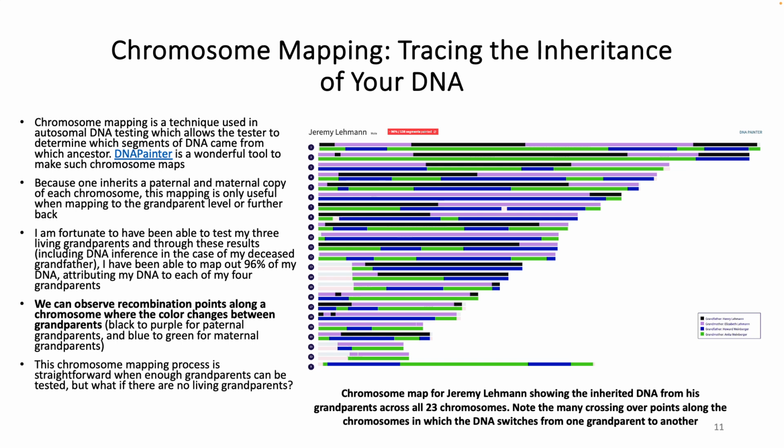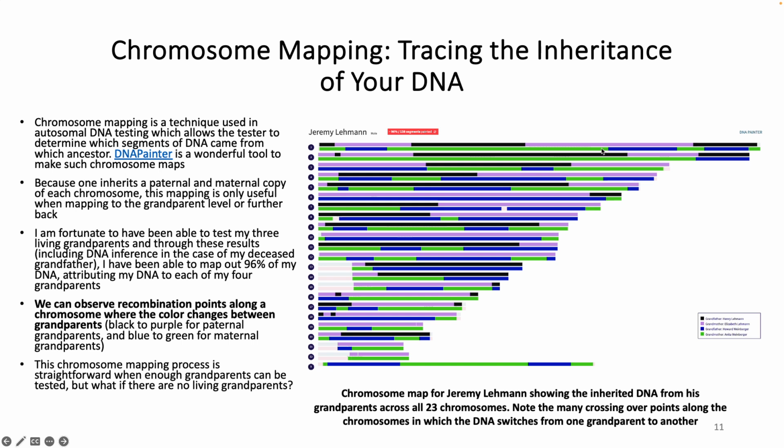So I have 3 living grandparents, and through these results, and including DNA inference in the case of my deceased grandparent, I have been able to map out 96% of my DNA, attributing my DNA to each of my 4 grandparents. So we can see this here visually off to the right. So the 96% of my DNA painted. The black is my paternal grandfather. The purple is my paternal grandmother, who we had seen on the previous slides. And then over here, the blue is my maternal grandfather, and the green is my maternal grandmother.